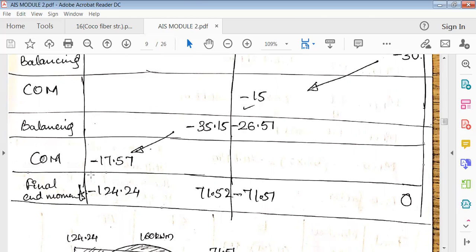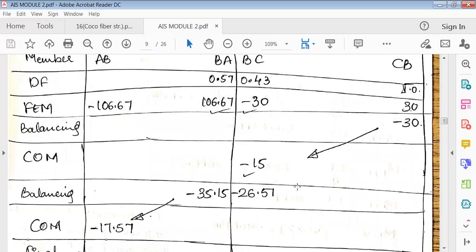Okay. All right. Once you carry over, next, there's no more iterations. This is the final step because you cannot further balance it. So because you cannot further balance it, I have to stop here and then you have to find the final moments. Okay. So the final moments are, so you can see here.